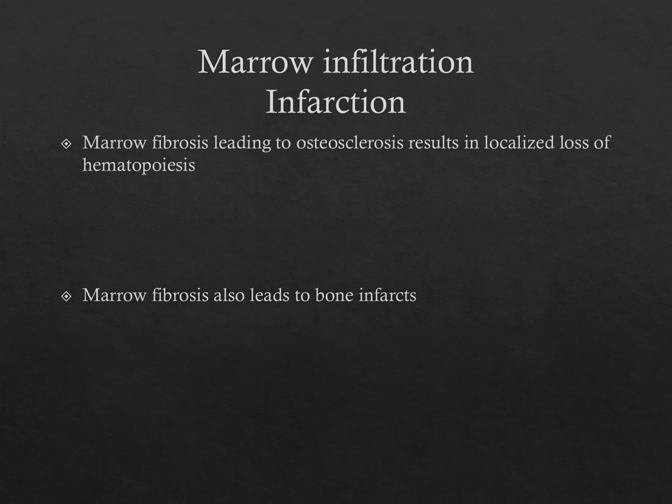When it comes to the bone marrow infiltration itself, its eventual result would be a bone infarct, and this is happening because of marrow fibrosis, which leads to osteosclerosis, and this in turn results in a localized loss of hematopoiesis and hence the reduced hemoglobin and anemia with which the patients actually present. The marrow fibrosis also leads to bone infarcts and hence a lot of weakened areas within the bone itself and a propensity to actually have avascular necrosis at a very young age.